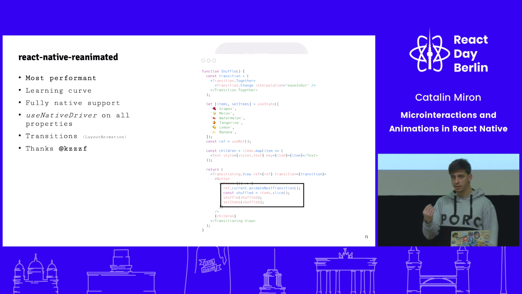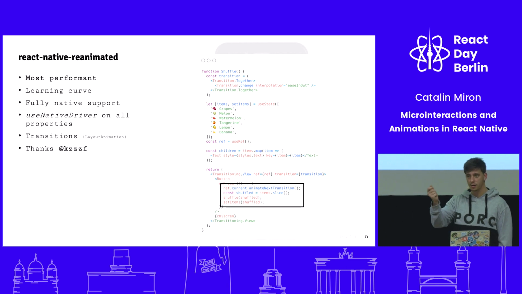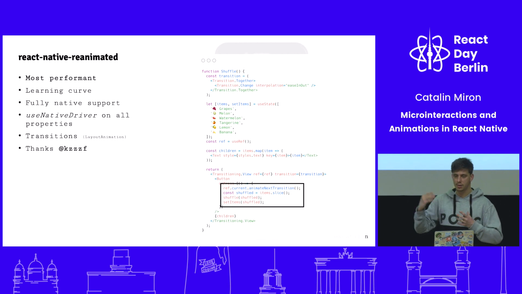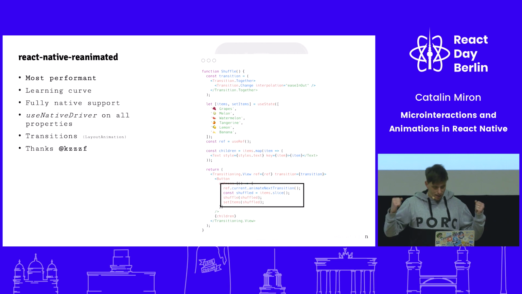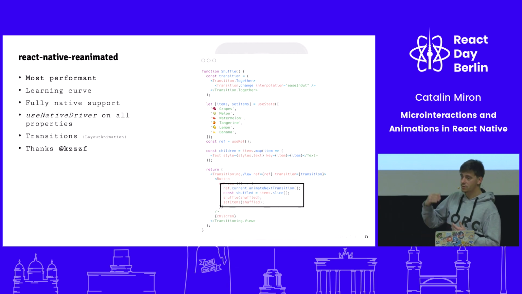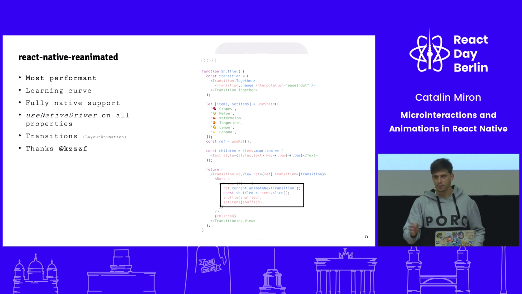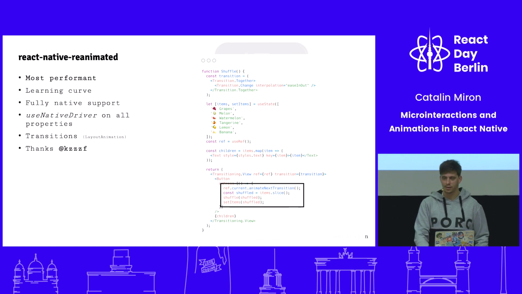And of course, the missing piece is that whenever someone presses a button, or you have a different state that will trigger that animation, you need to say, hey, animate the next transition change from my state. And the rest is shuffling, only for demo purposes.